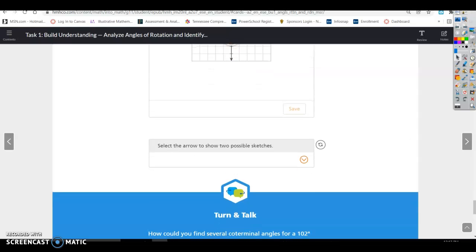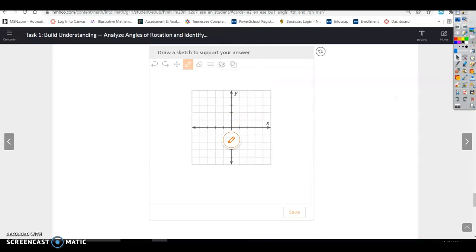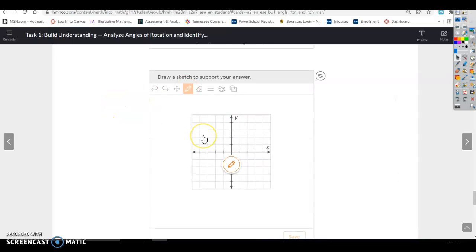Draw and support. I'm not much of a drawer, so if you want to draw that and see, you can do so. But that's all for task 1. If you have any questions, let me know.